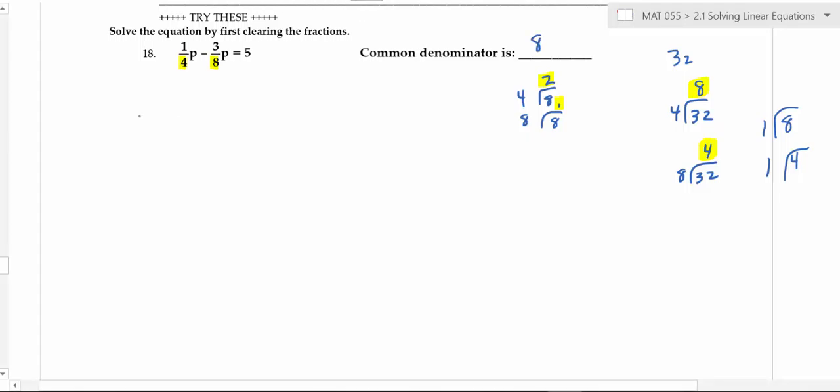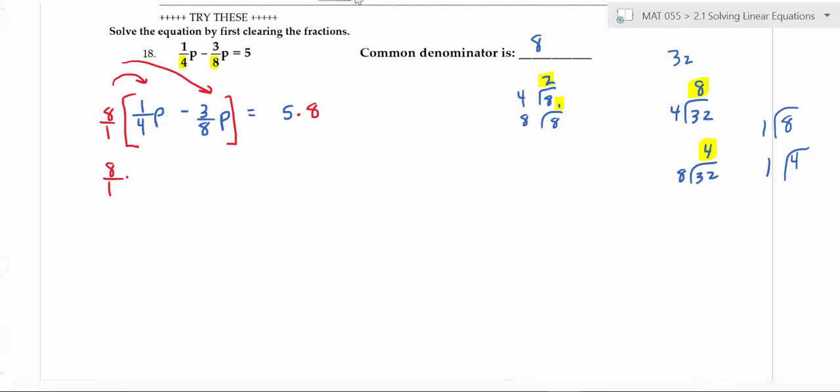All right, so what I'm going to do is write down the problem. So we have 1/4 p subtract 3/8 p is equal to 5. So both sides need to get multiplied by 8 over 1. And I'm just going to put times 8 on that side like that. Okay, you're going to do a distributive property. So you need to do that. Okay, so when we do that, you're going to have 8 over 1 multiplied by 1/4 p minus 8 over 1 times 3/8 p is equal to 40 when you multiply that together.